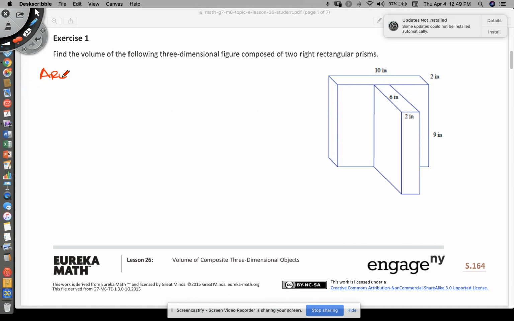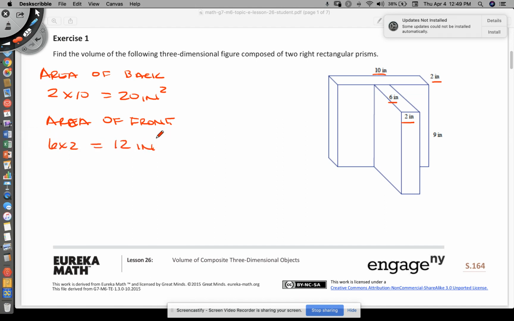We're going to go ahead and find the area of the back. And that's going to be 2 times 10. And that's going to give me 20 inches squared. And then if I take the area of the front piece, that's going to be 6 times 2, and I get 12 inches squared. So to find the full area, I'm going to go ahead and say 20 plus 12 gives me 32 inches squared.